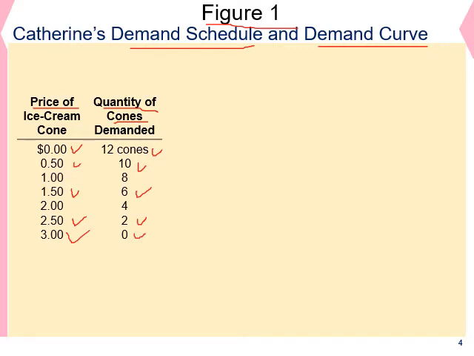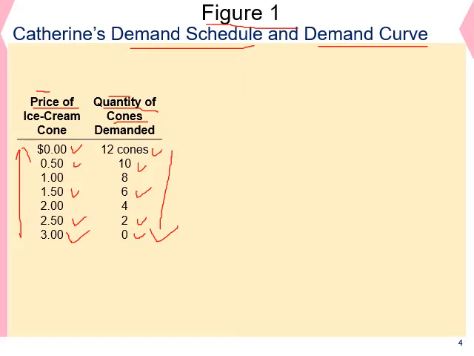So you can see that as the price of cones increases, the quantity demanded of cones decreases. Therefore, there is a negative relationship between the price and the quantity demanded. This negative, or inverse, relationship is known as the law of demand.